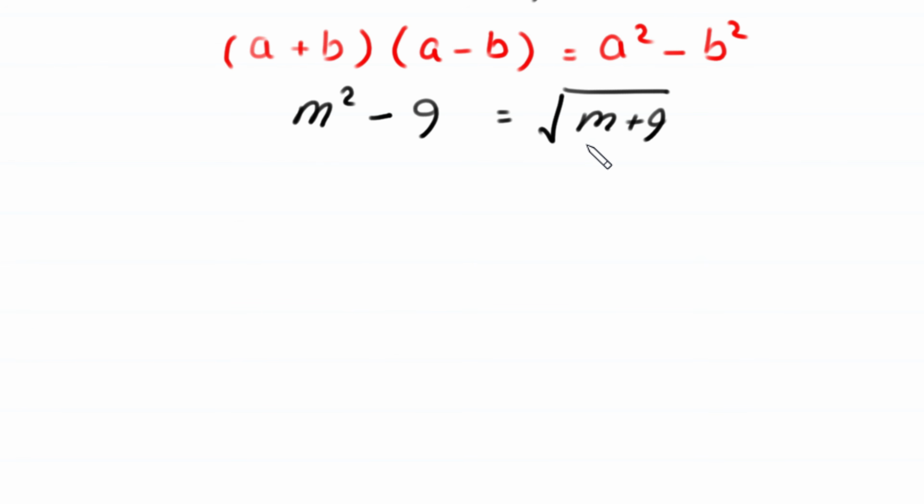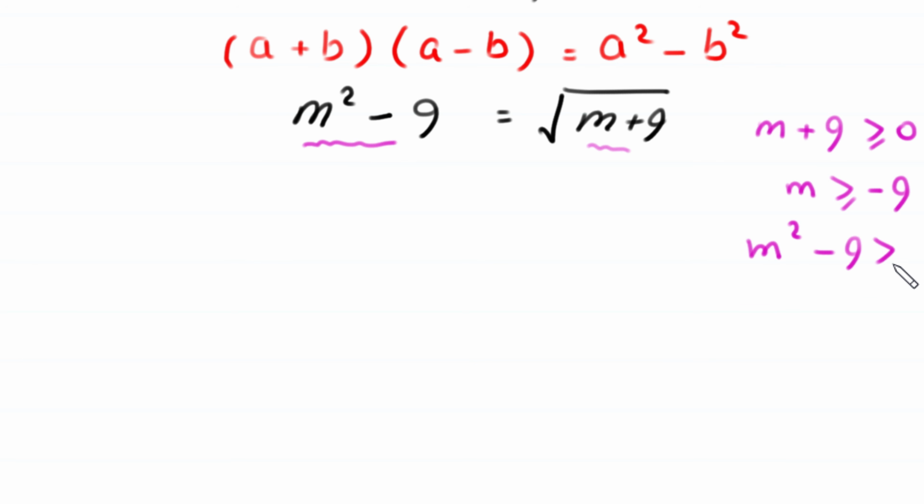Now for real solutions, m plus 9 must be greater than or equal to 0. This implies that m must be greater than or equal to negative 9, and m squared minus 9 must be greater than or equal to 0. This implies that m squared must be greater than or equal to 9, and this implies that the absolute value of m must be greater than or equal to 3.